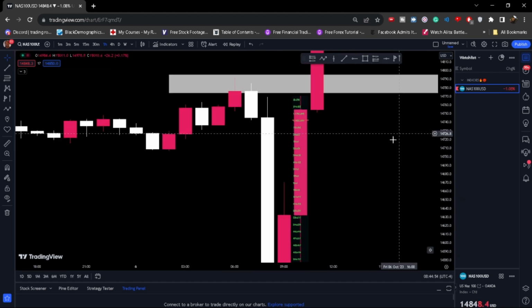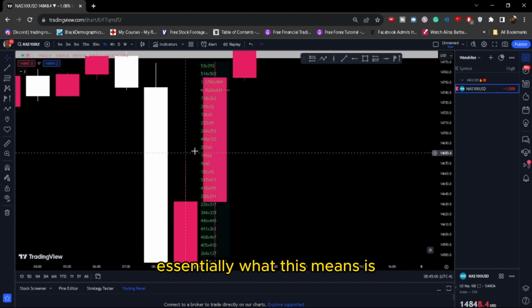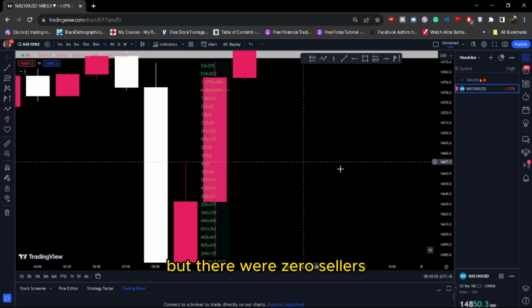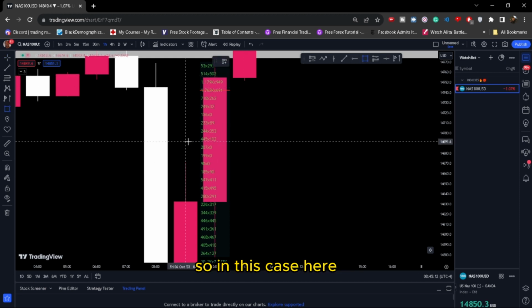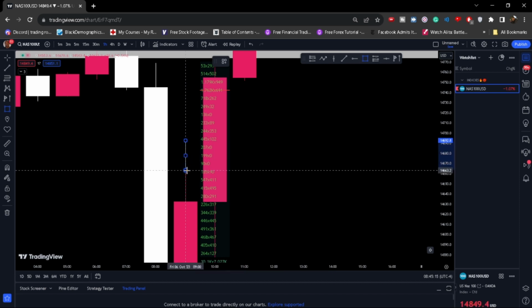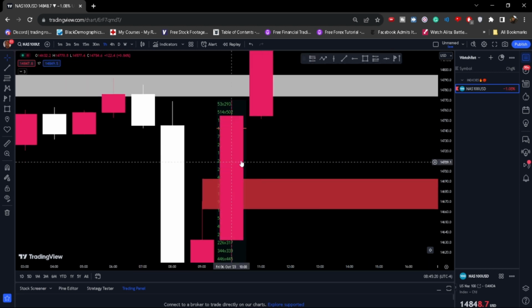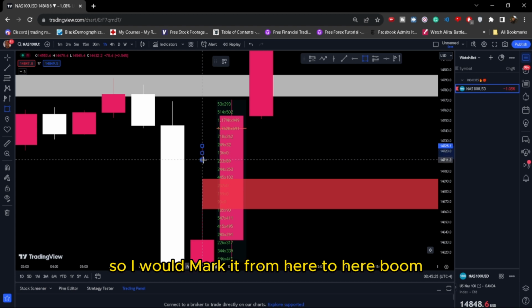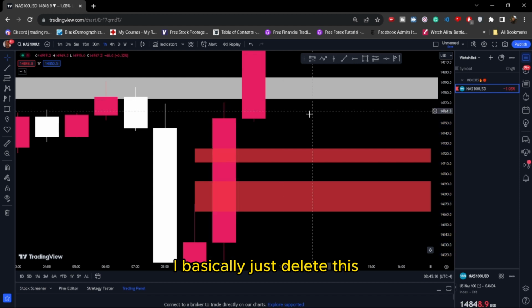Once you zoom in, you look for the zeros. Essentially, this 90 means there were 90 buyers here, but there were 0 sellers, or however you want to interpret it. But the point is, it's based on where the zeros are. So in this case, we can see the zeros came from here to here. This would be an imbalance. I usually mark my imbalances red. And notice again, there was another 0 here, so I would mark it from here to here. Boom. Once I'm done, I just delete this.